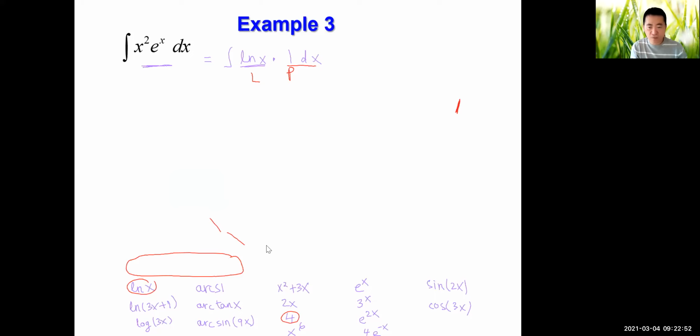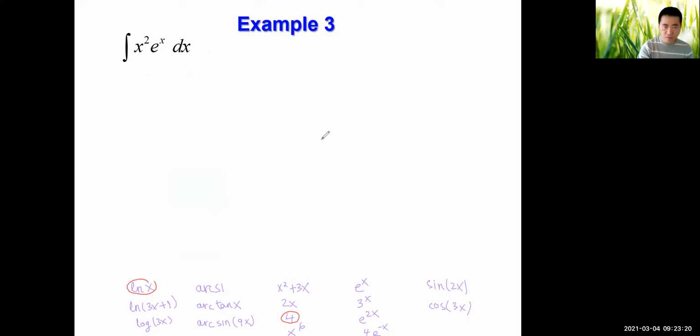Okay, the next example: we have x squared times e to the x. So what type of function do we have here this time? What is x squared? Well, x squared is a polynomial. What's e to the x? That's exponential. Well, P first, right?